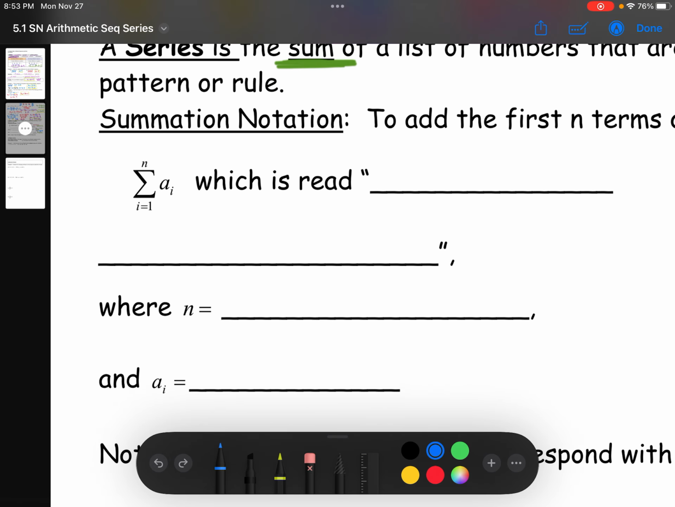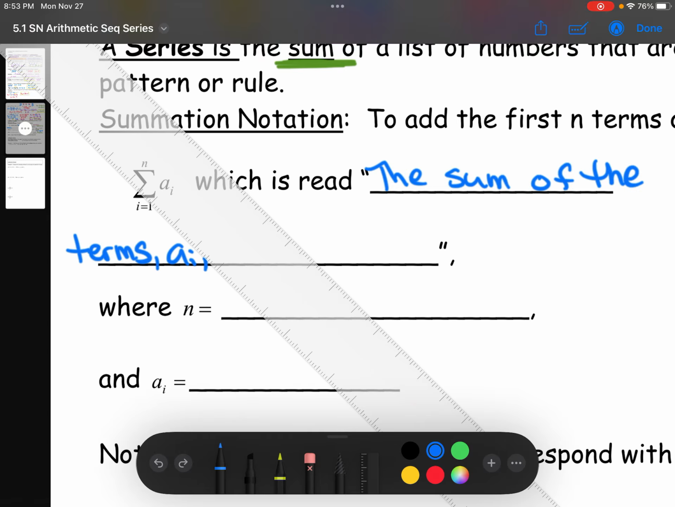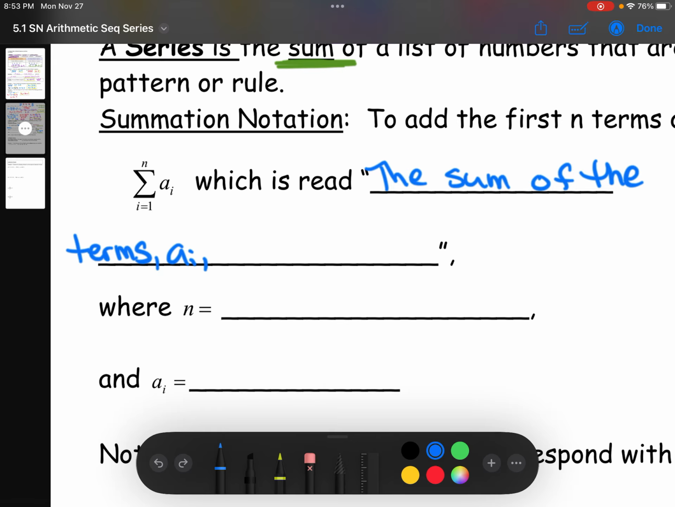So, to read this sigma notation, it is the sum of the terms a sub i, being the formula, from i equals 1, that lower number, to i equals n, that upper number. Okay? i serves a lot like the n does.